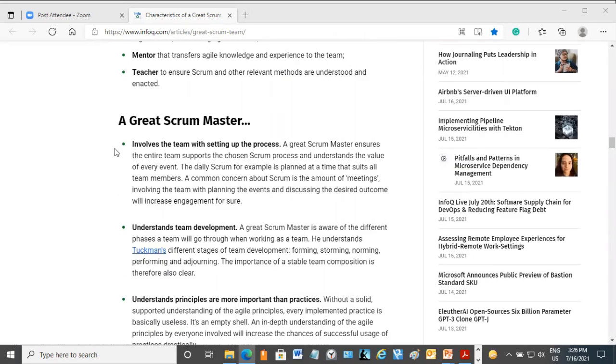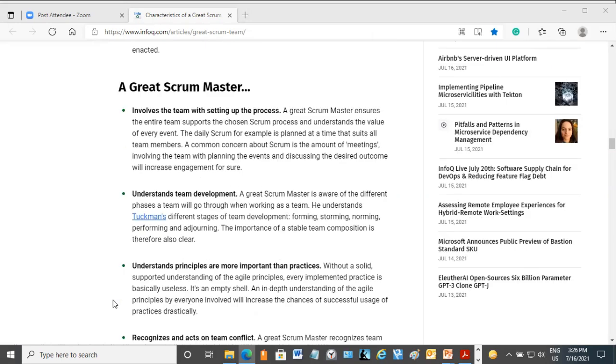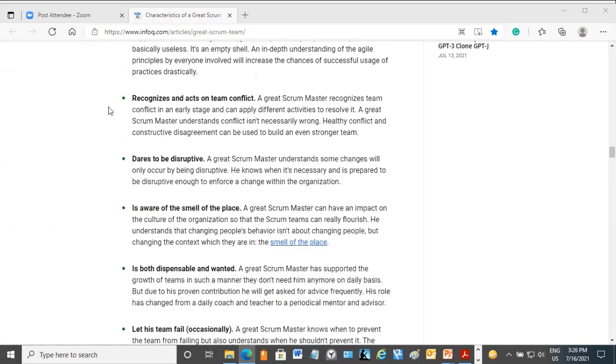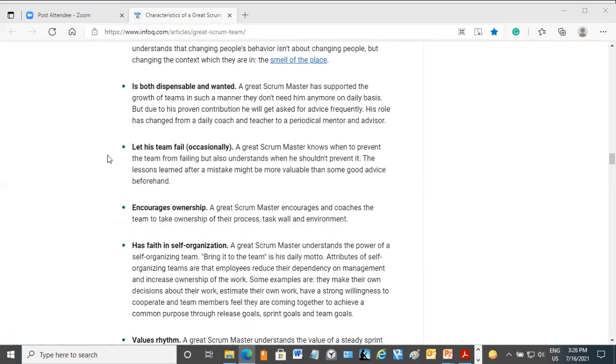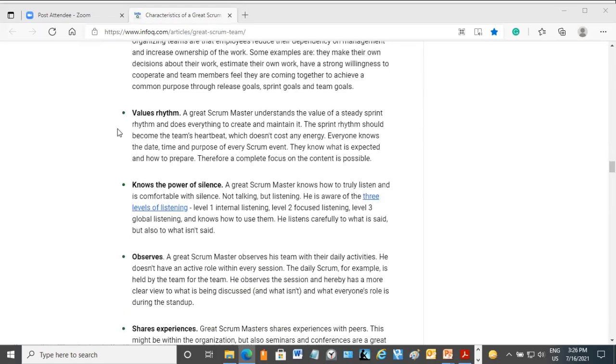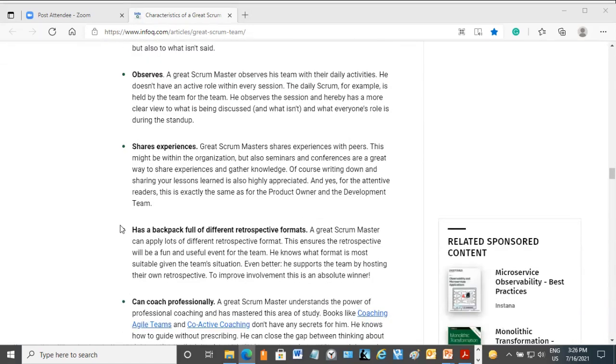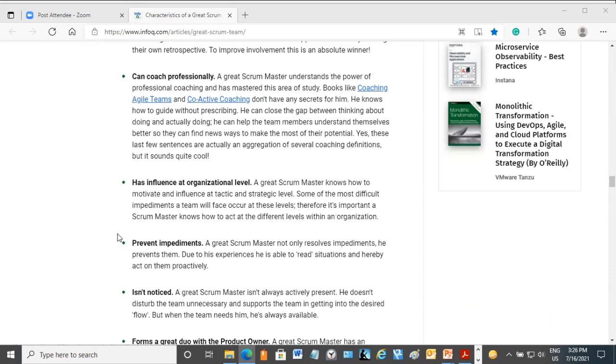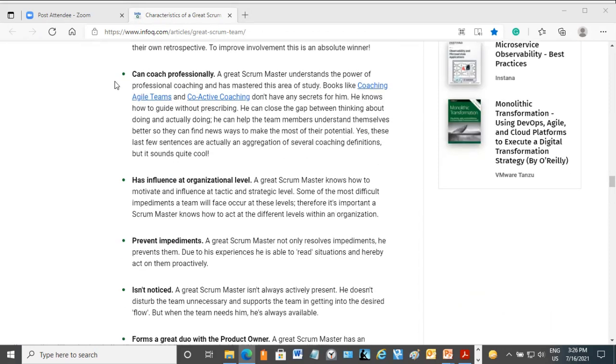A great Scrum Master involves the team with setting up the process, the Scrum process that is, understands team development, understands principles are more important than practices, recognizes and acts on team conflict, dares to be disruptive, is aware of the smell of the place, is both dispensable and wanted, lets his or her team fail occasionally, encourages ownership, has faith in self-organization, values rhythm, knows the power of silence, observes the team, shares experiences, has a backpack full of different retrospective formats, can coach professionally. The list is endless, isn't it?